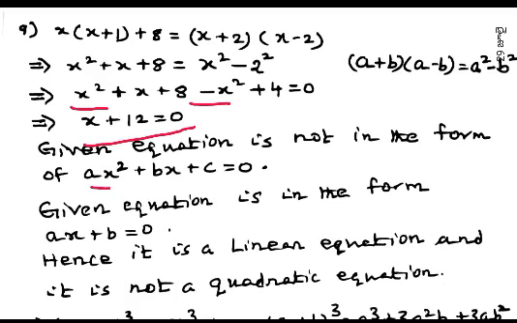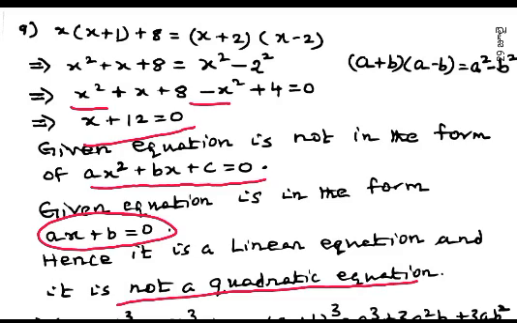This is not in the form of ax square plus bx plus c equal to 0, but it is in the form of ax plus b equal to 0. Hence, the given equation is not a quadratic equation, but it is a linear equation.